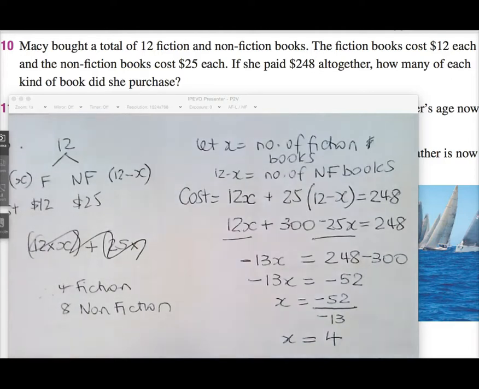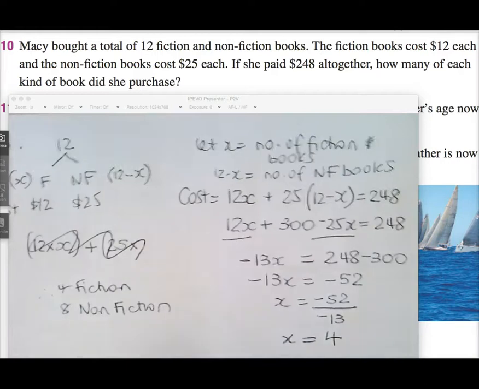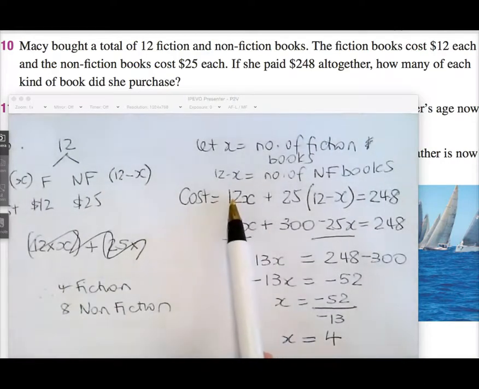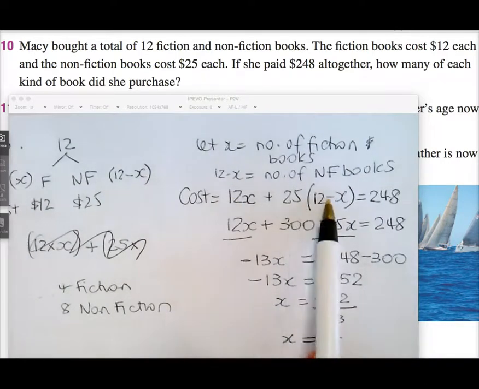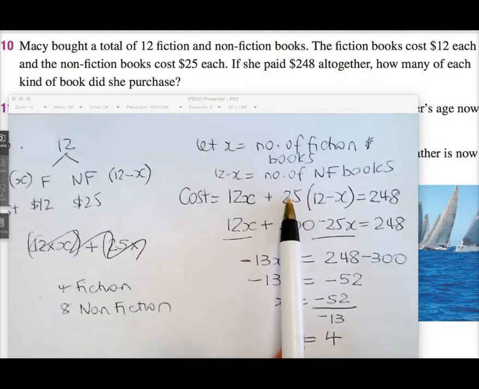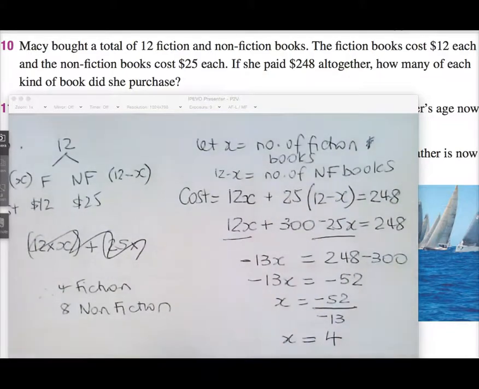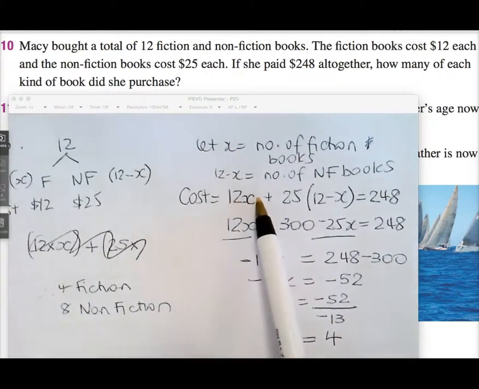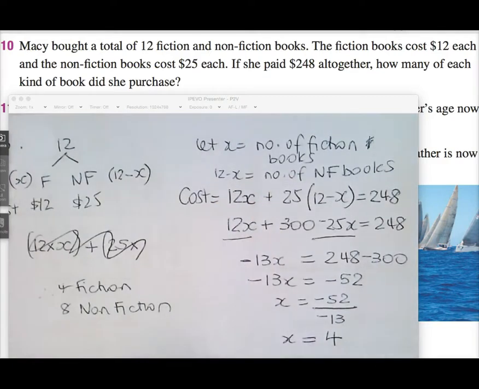Yes, if you did X for non-fiction, then it's 12 minus X fiction, and then the 12 minus X gets multiplied by the 12 bar, and the X gets multiplied by the 25. So yes, it will still work if you do it the other way, but you just got to make sure you're multiplying the right quantity by the price. So girls, in this sort of question, you think if they were $12 and I bought this many, it's 12 times how many?